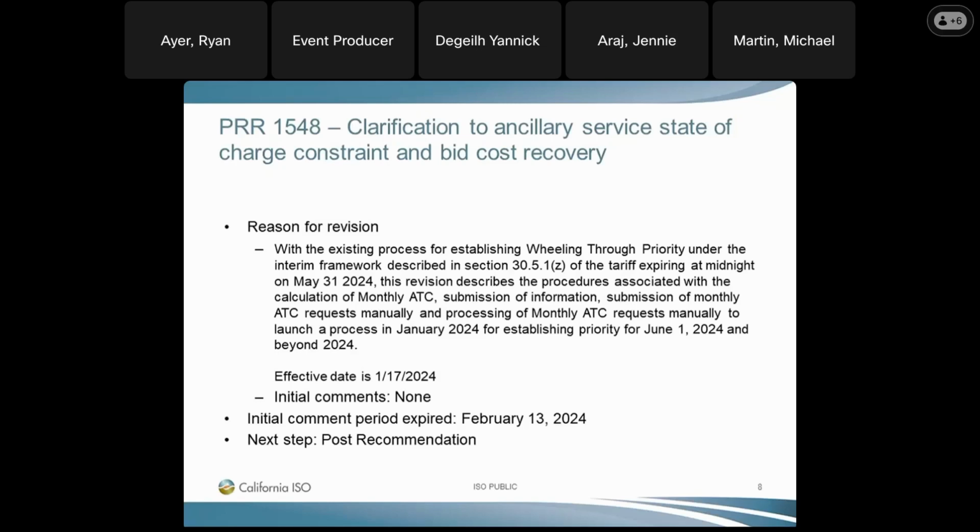And this is the first PRR of language that supports this effort. So we didn't receive any comments on this, and the initial comment period expired on February 13th. So our next step on this would be to post a recommendation.